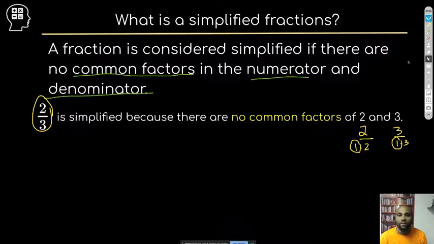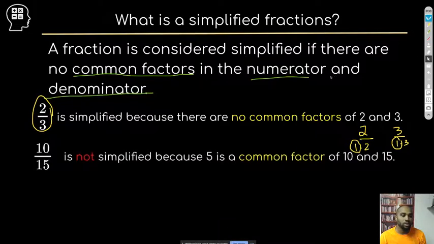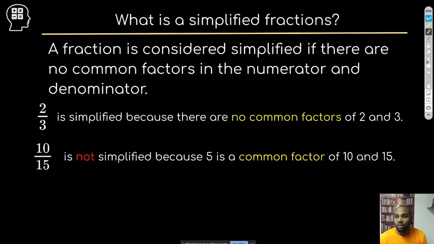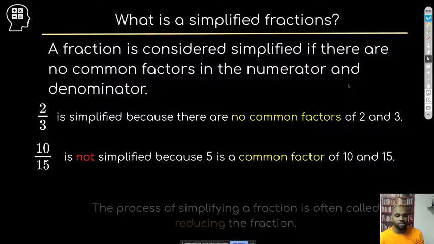However, if I were to give you the example 10/15, this is not simplified. Why? Because 5 can be taken out. Actually, I'm going to show you that here in a second. But they both have a factor of 5 because 5 times 2 will give you 10 and 5 times 3 will give you 15. So this can be further factored and we'll demonstrate that here in the following examples.